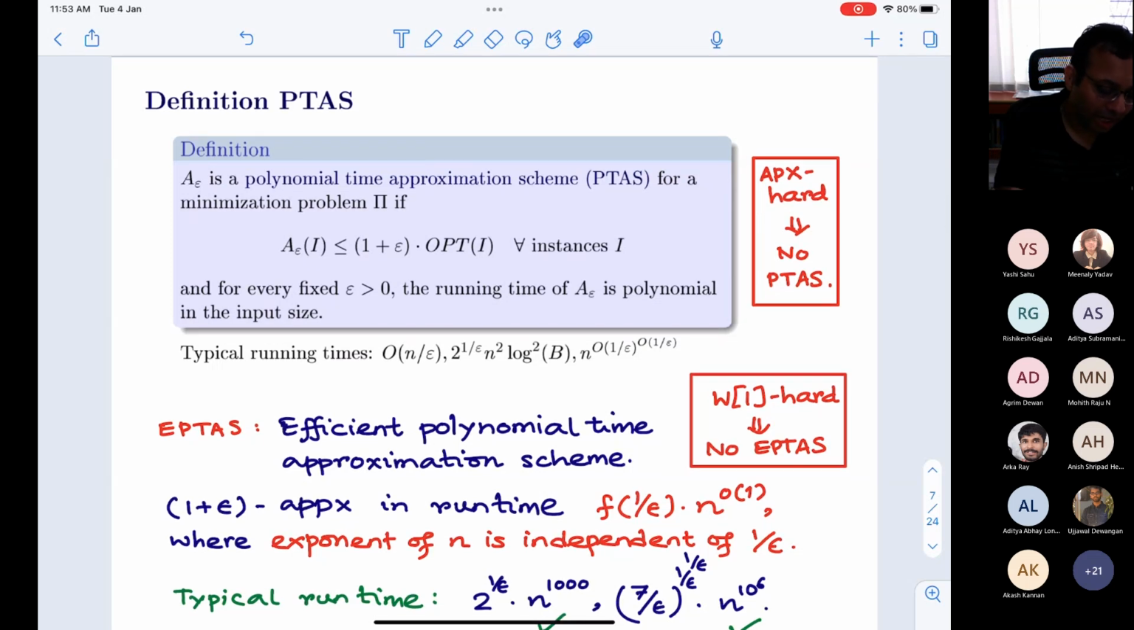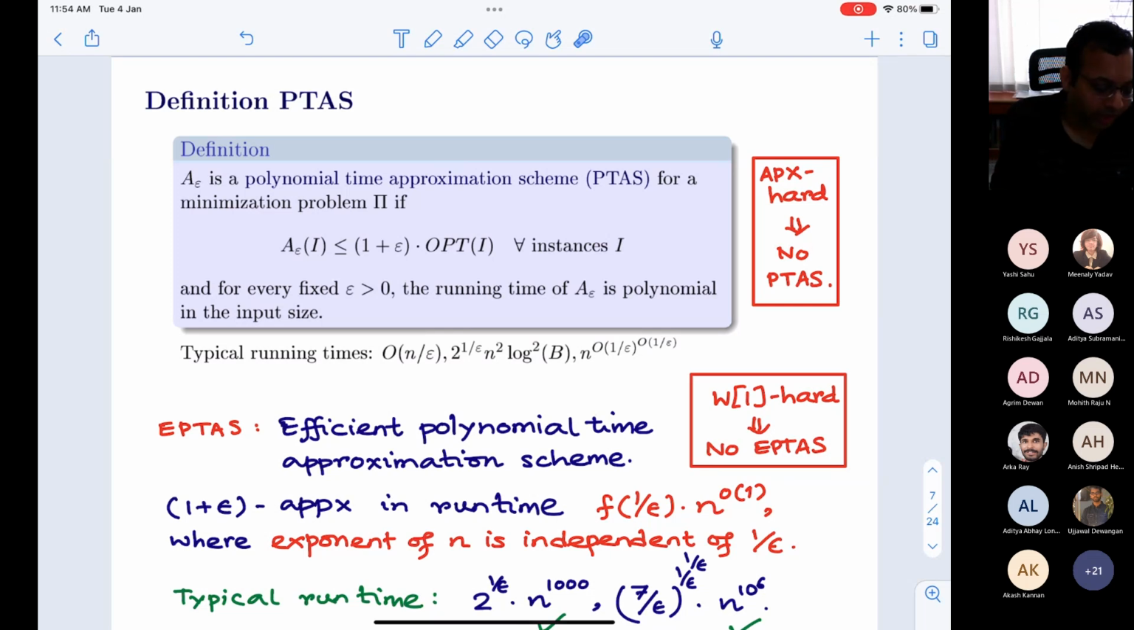Then you can have another type of PTAS. For the PTAS that we talked about, the runtime could be quite bad. It's n to the power 1 by epsilon to the power 1 by epsilon. And even for small epsilon like 0.01, this will become n to the power 10 to the 100 to the power 100, which is a huge number.